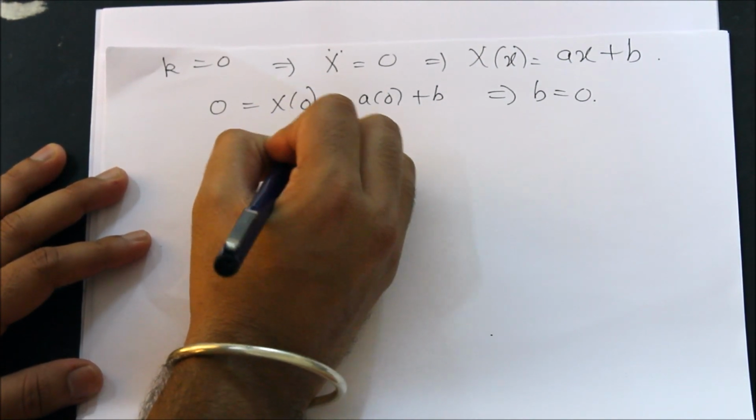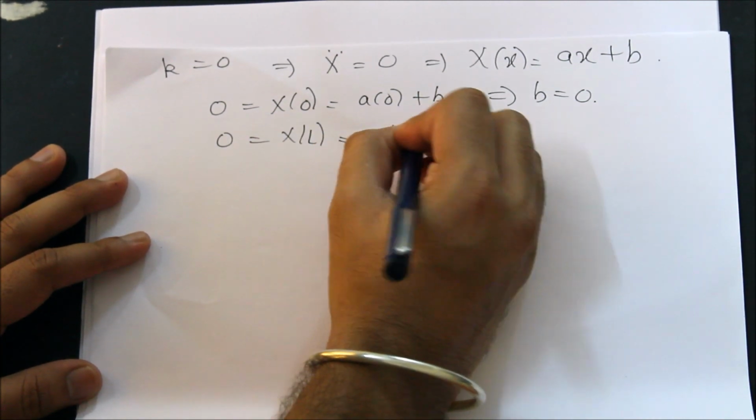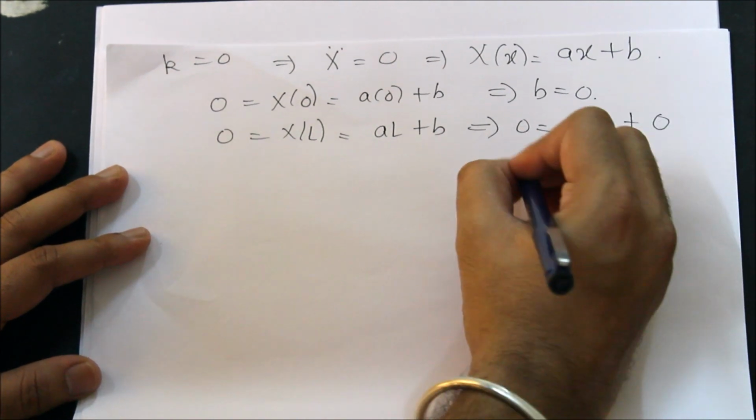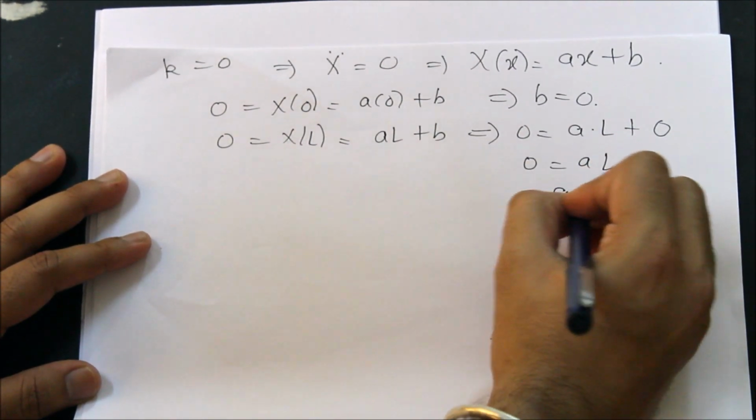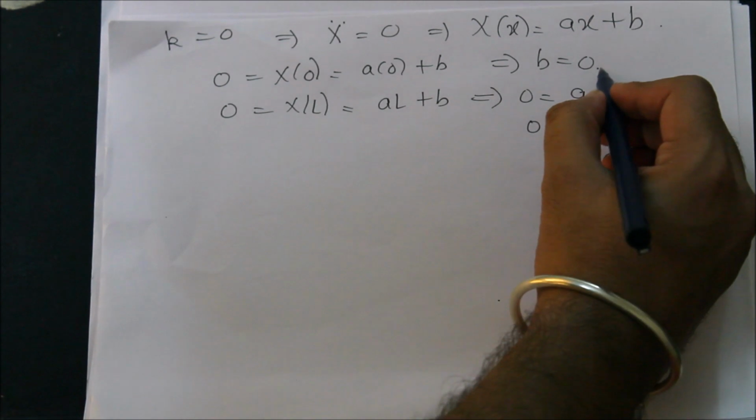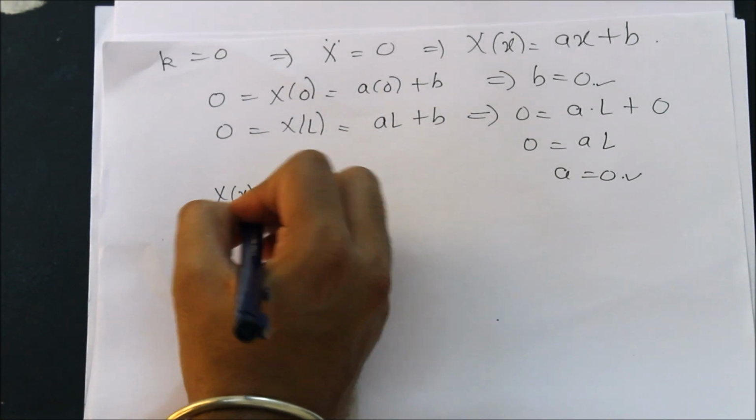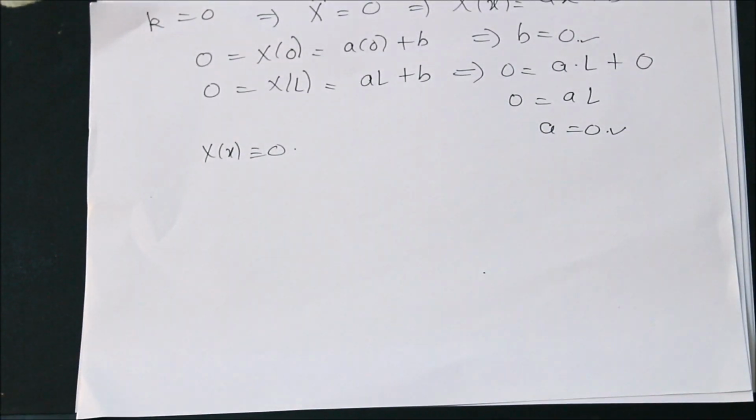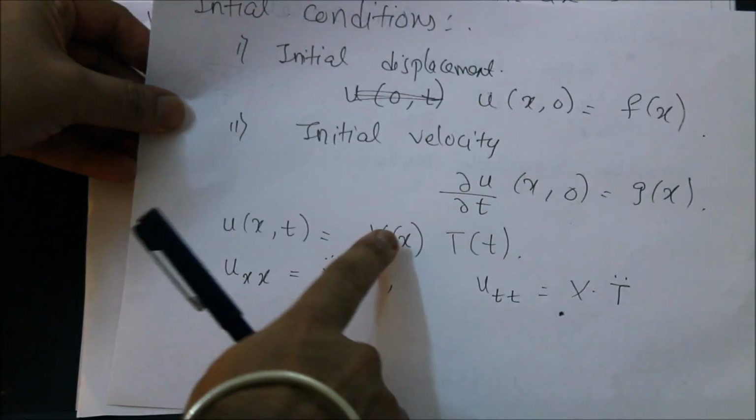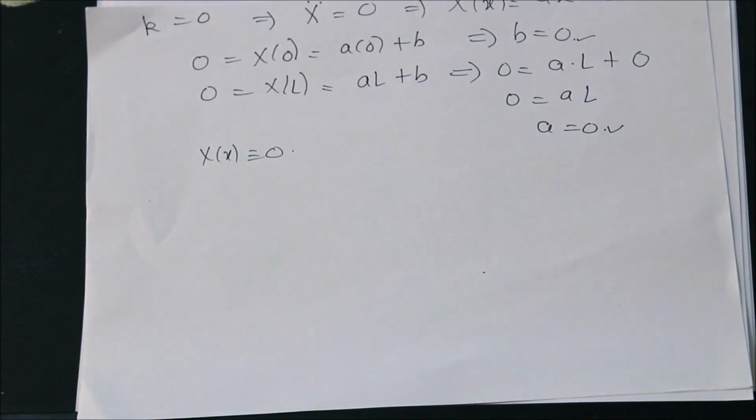And x of l equal to 0 means a into l plus b. So this implies 0 is equal to a into l, my b is 0. So 0 is equal to a into l. But my l is non-zero because I have a string of length l. So if my l is non-zero, therefore a has to be 0. So my a is 0, b is 0. Therefore my x of x is 0. But if my x is 0, that means my u also becomes 0. But again, this is not possible because we want a non-trivial solution. So k equal to 0 is not possible.